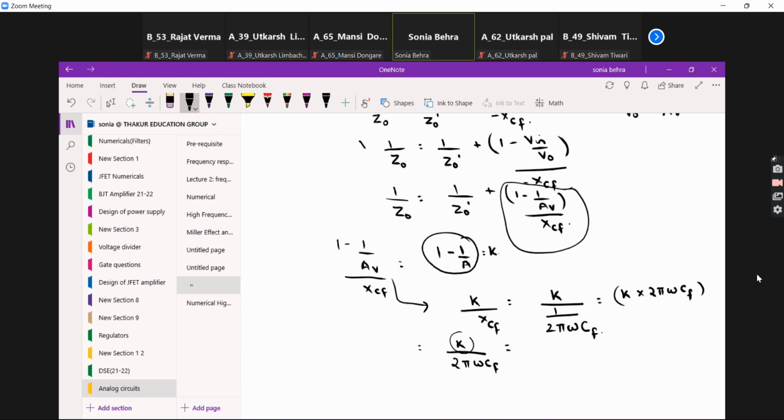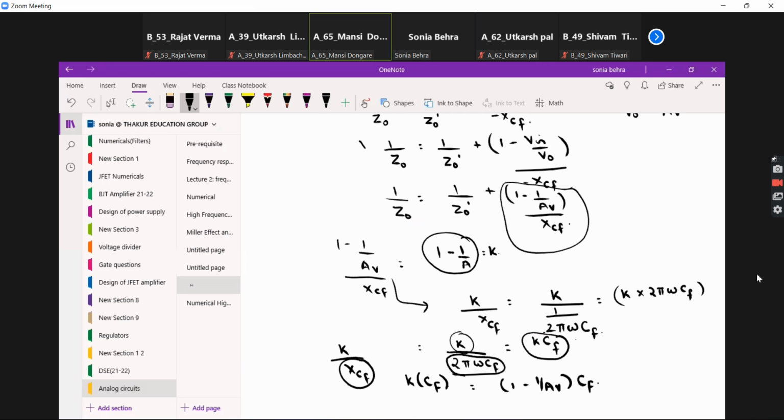So ये K term आ गया है. So K into your CF is the new value of your capacitor, because this term 1 by 2 pi omega CF is nothing but the reactance of capacitor. So now you have K upon the reactance of your new capacitor. So what will be the value of your new capacitor? It will be K into the value of that capacitor. और K क्या है आपका? 1 minus 1 by AV into CF will be the value of your new capacitor.